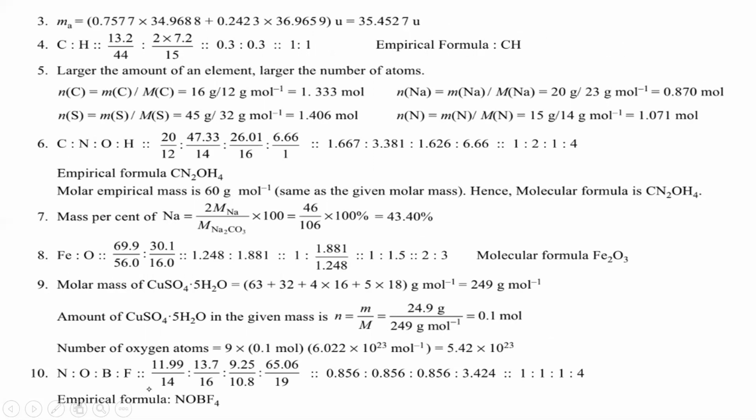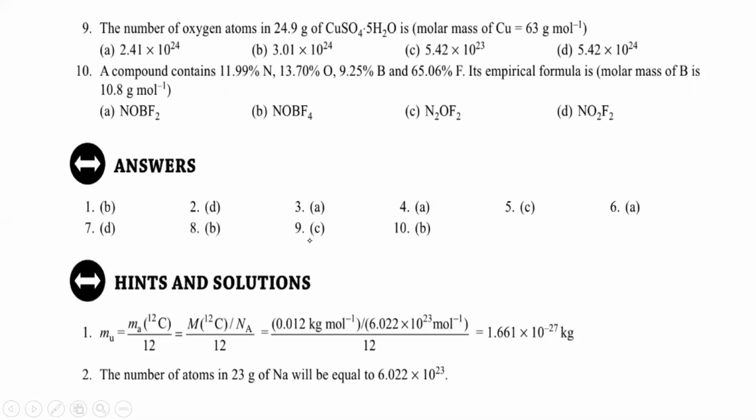So you'll get the ratios in the form of 1:1:1:4. Finally, the empirical formula is NOBF4. So 1 nitrogen, 1 oxygen, 1 boron, 4 fluorines. And the answer for this is the second option. So in this way you have to do it.